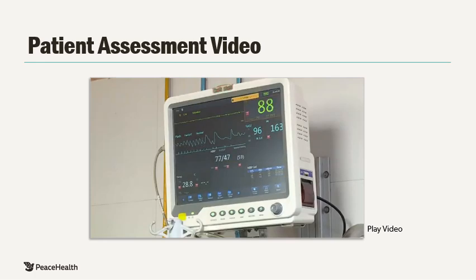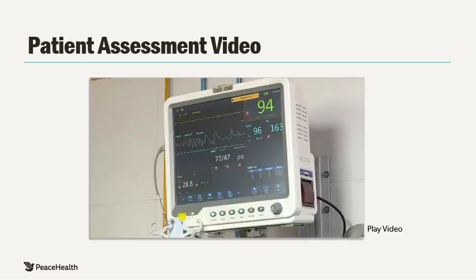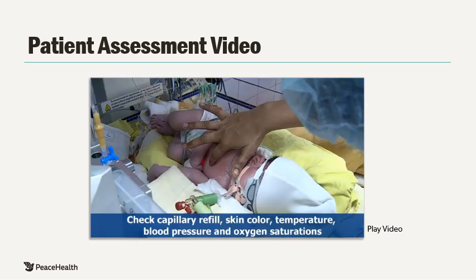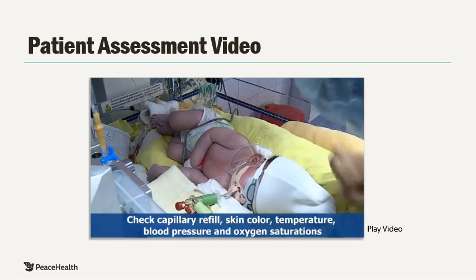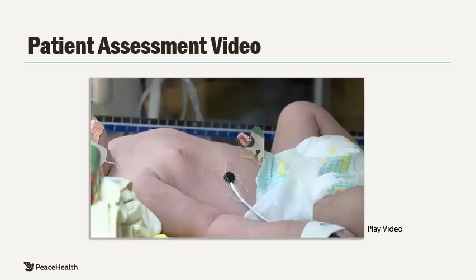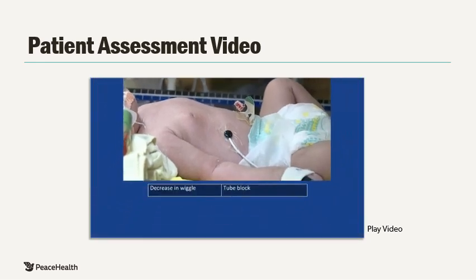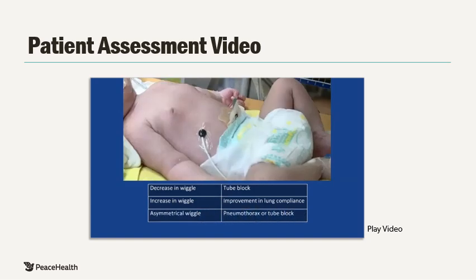As mentioned, we want to assess vitals continuously. We want to check capillary refill and skin color. We want to monitor temperature, blood pressure, and oxygen saturation. Continuously monitor and assess the depth of chest wiggle factor. A decrease in wiggle may suggest tube blockage or worsening compliance. An increase in wiggle at the same amplitude suggests an improvement in the compliance of the lung. The presence of asymmetrical wiggle as compared between both sides of the chest may indicate a pneumothorax or tube blockage. And vibration mainly in the neck could indicate a dislodged ET tube.